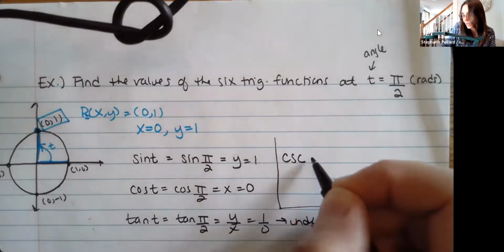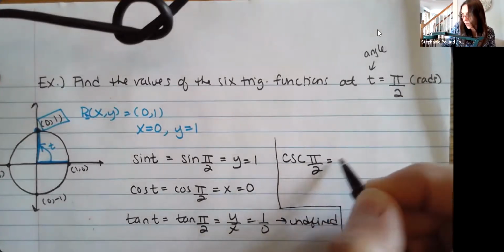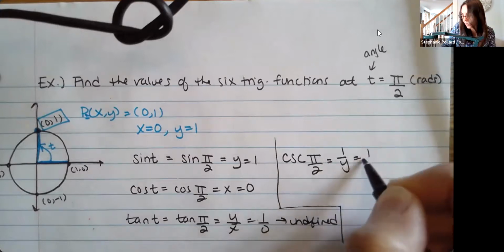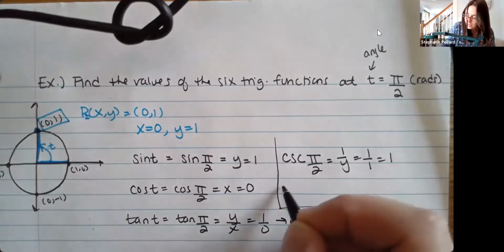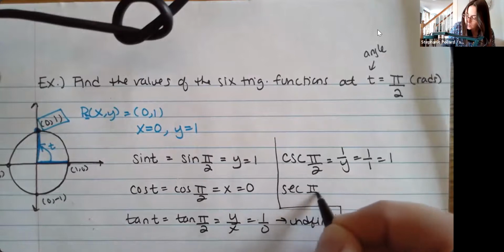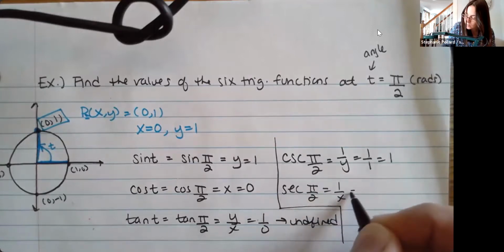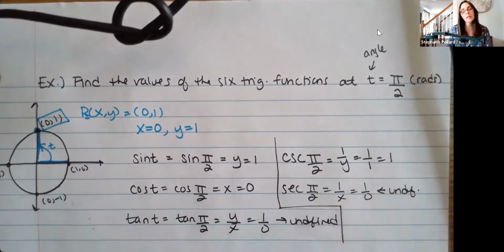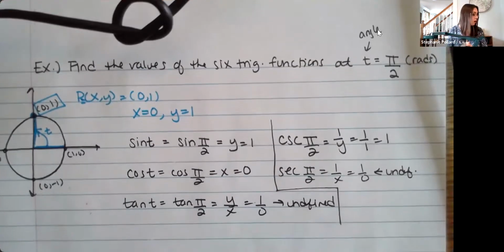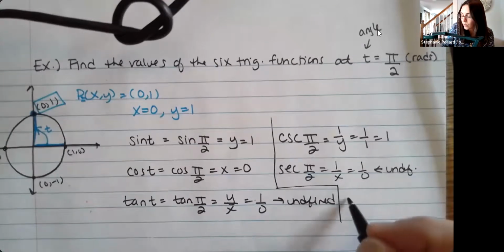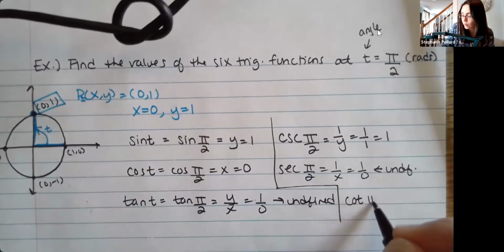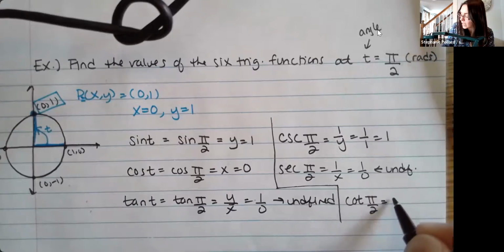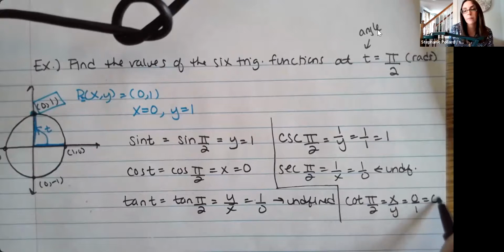So for cosecant of pi over 2, that's 1 over y, which is 1 over 1 or 1. For secant of pi over 2, that's 1 over x, which is 1 over 0. So again, this here is undefined. Secant of pi over 2 would not exist in this case. And then for the last one, cotangent of pi over 2 is going to be x over y, which is 0 over 1 or 0.